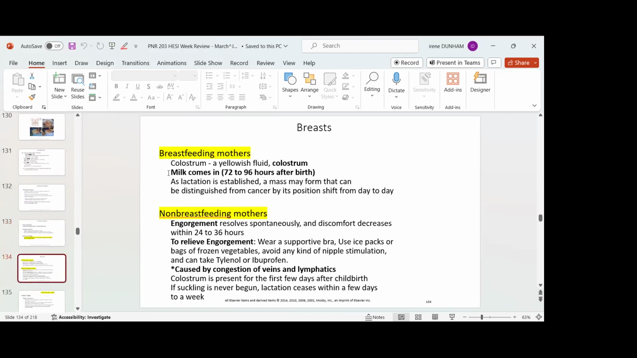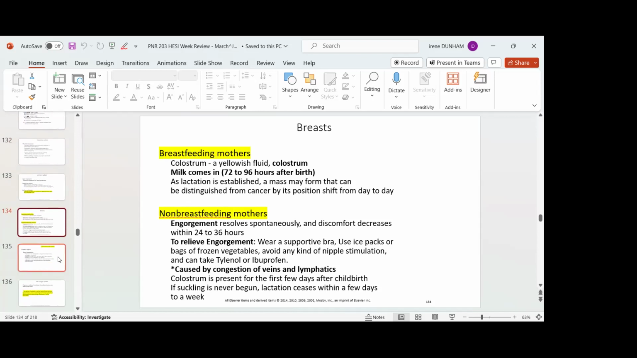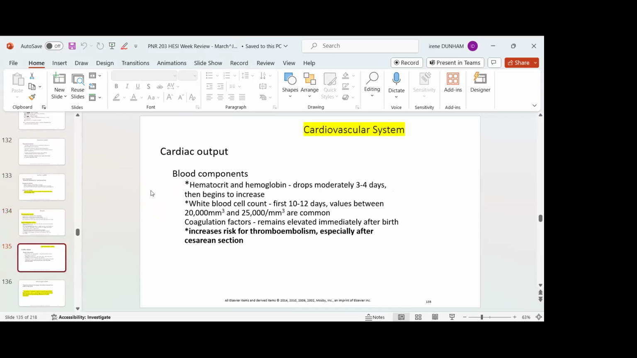Breastfeeding. Remember, breast is the best. Colostrum has a lot of antibodies. It's rich, more of a yellowish looking fluid. It's very, very good for the baby. Okay. If she's not breastfeeding, she could have engorgement, so you have her wear a tight support bra. You can use ice packs or even bags of frozen vegetables, and avoid any kind of nipple stimulation if she's not breastfeeding. Okay. But we always try to encourage it.